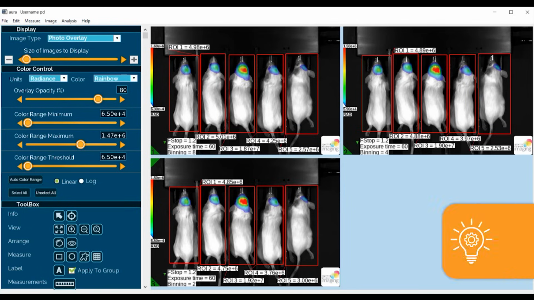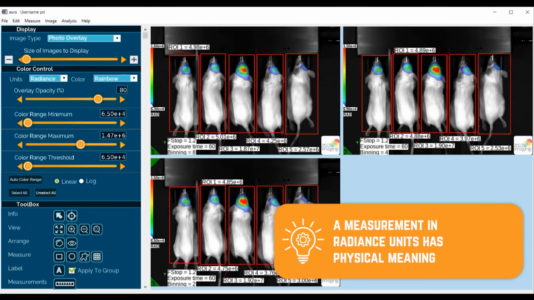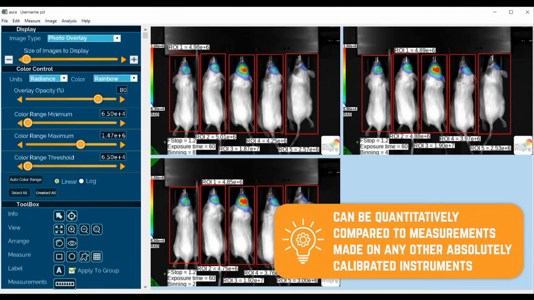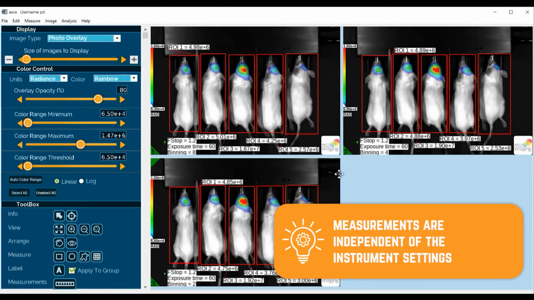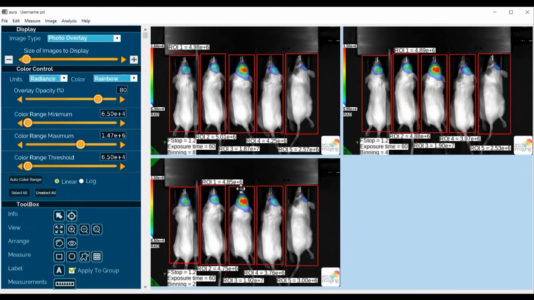So for that reason, a measurement in radiance units has physical meaning and can be quantitatively compared to measurements made on any other absolutely calibrated instruments. More importantly, or more related to the example that we're showing today, the measurements are independent of the instrument settings. So what we see here is three different images of the same five subjects, or five mice.